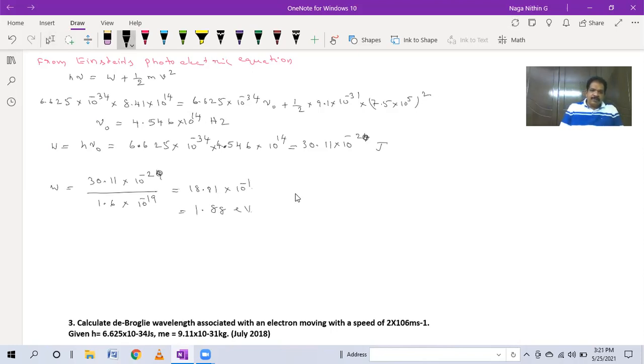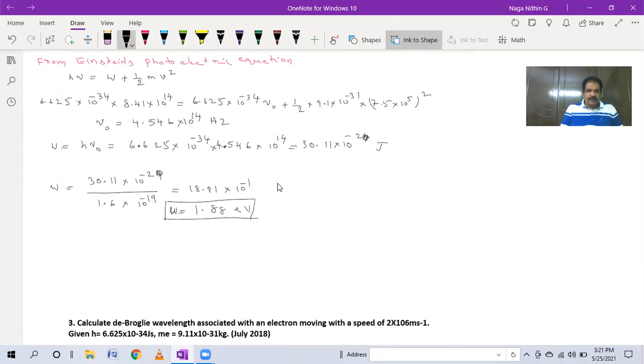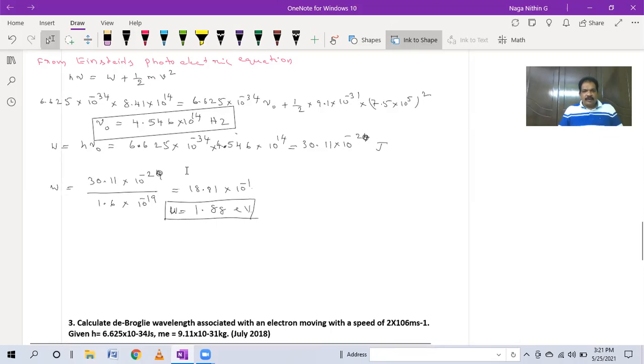So what we have to find here, we have to find work function value in electron volt, that is the second one. And the next, this one we have to calculate here. And one more, what is the threshold frequency we have to calculate. Threshold frequency value will be 4.546 into 10 power 14 Hz.